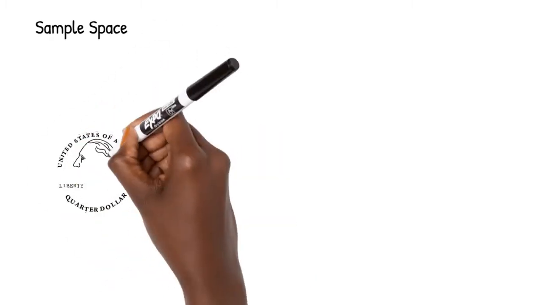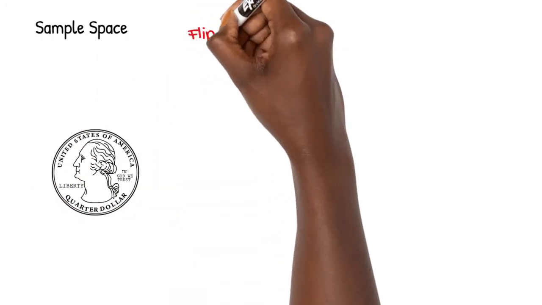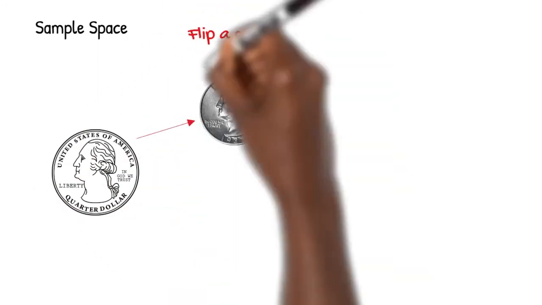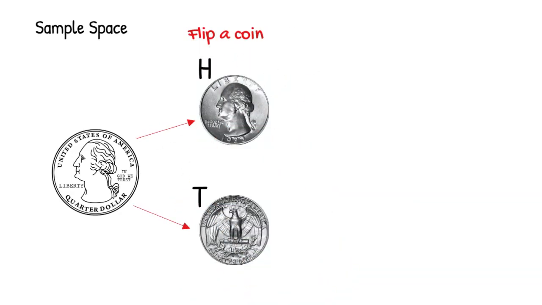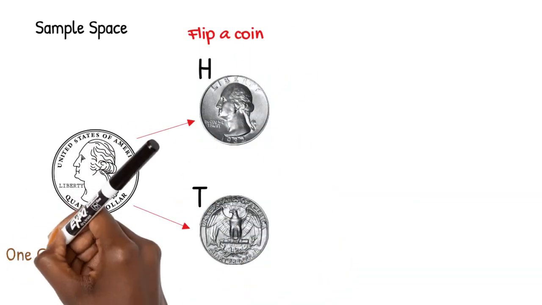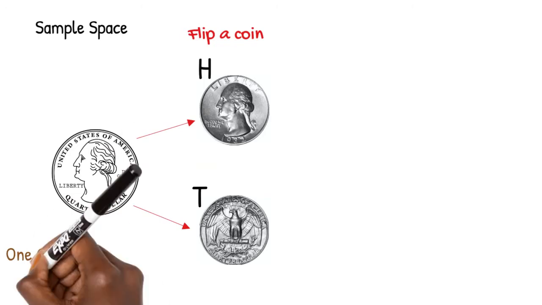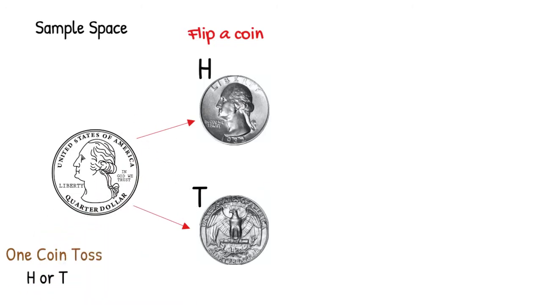In this video, we'll be looking at sample space. Sample space is the collection of all possible outcomes when an event occurs. So let's say we take a coin and we flip it. It can either land on heads, which I'll call H for short, or land on tails, which I'll call T for short. So from one coin toss, the sample space is H or T.